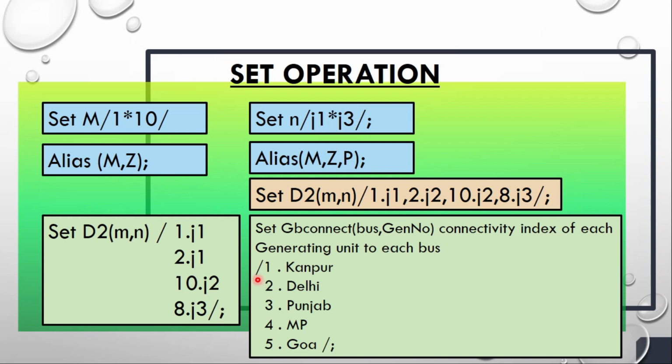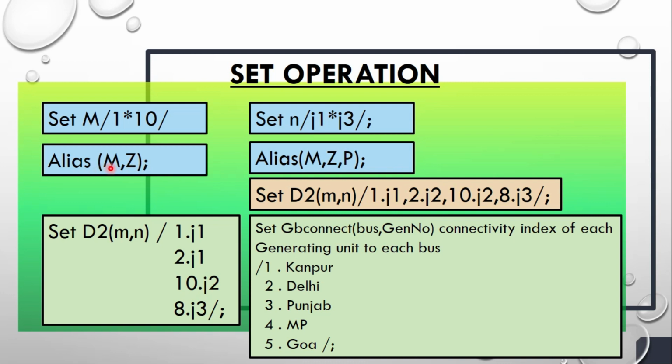Now, if we want to do operations on a set, I'll give you one simple example. There's a set m which consists of elements 1 to 10: 1, 2, 3, 4, 5, 6, 7, 8, 9, 10. Now you need to create a similar set. This set you don't want to touch, so you need to create some other set named z.